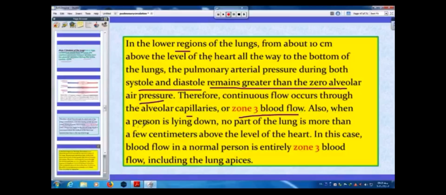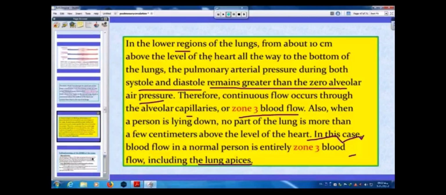Also, when the person is lying down, no part of the lungs is more than a few centimeters above the level of the heart. Okay? In this case, a very important point: blood flow in the normal person is entirely zone 3 blood flow, including the lung apexes. Okay? In the lying position, there is just zone 3 regional blood flow.